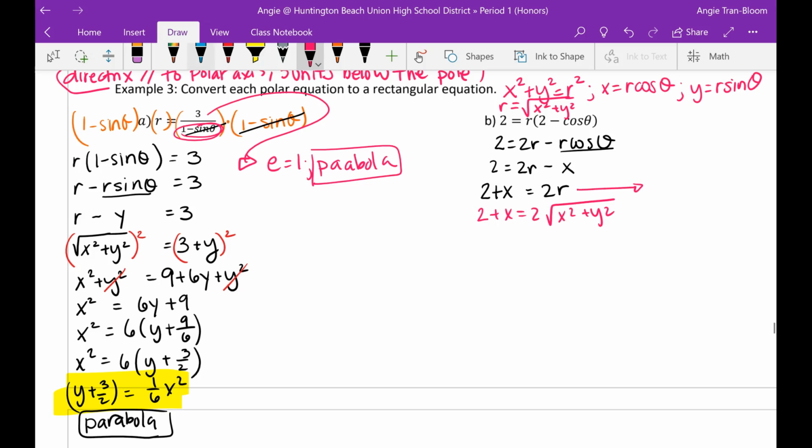Or you can square both sides, 2 plus x, square both sides, okay? And then replace x squared, okay? So here's the part where a lot of you made quite a bit of mistakes on the last test, is not having a quantity around the 2r squared. So when you square it, you had 2r squared only and not 4r squared. So when you're squaring a quantity, make sure parentheses are used. So this is x squared plus 4x plus 4 equals 4r squared, okay?